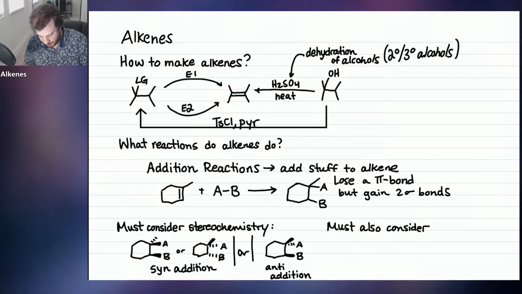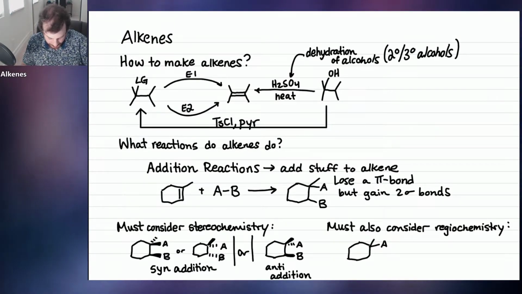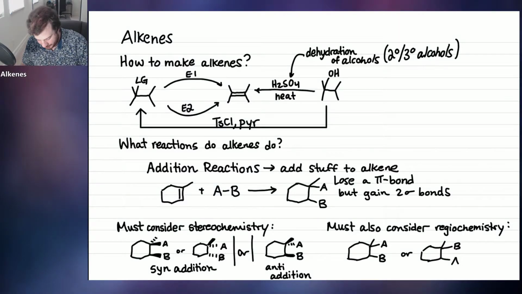And we saw this a little bit with the epoxide reactions where the nucleophile could add either to the left or the right. It's the same thing here with an addition reaction. And that's called regiochemistry, which region of the molecule reacts. So if we ignore stereochemistry for a moment, we can either add so that A is on the top and B is on the bottom, or we can add so that B is on the top and A is on the bottom.